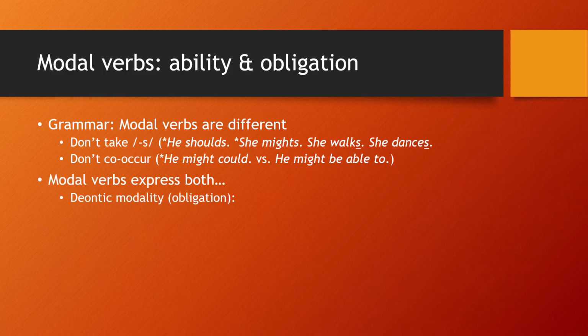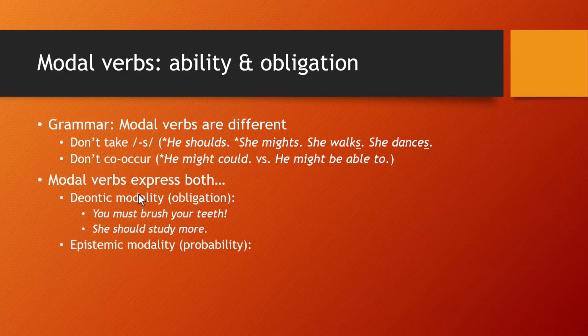Modal verbs express deontic modality, right, or basically obligation. So things like "you must brush your teeth." And again, in English, we would typically use have to, right? You have to brush your teeth, but there's an obligation established right there. "She should study more." That's a weaker obligation, right? Must or have to is a strong obligation.